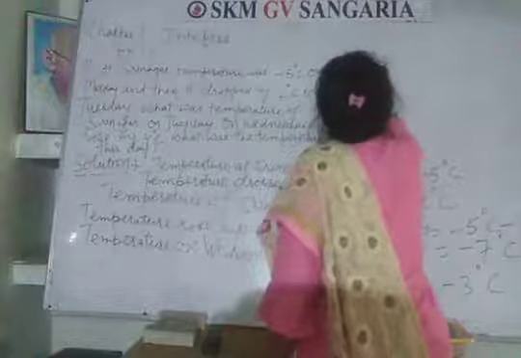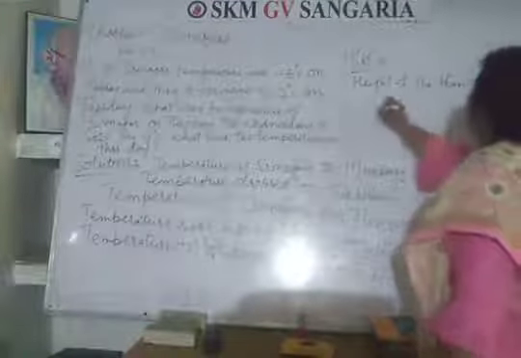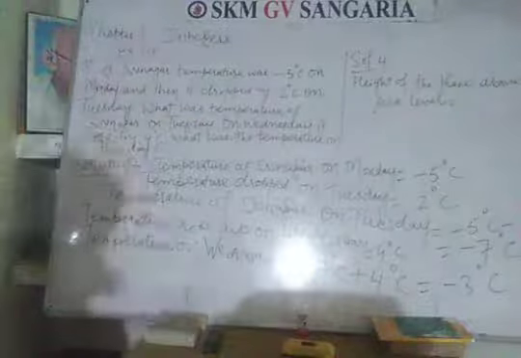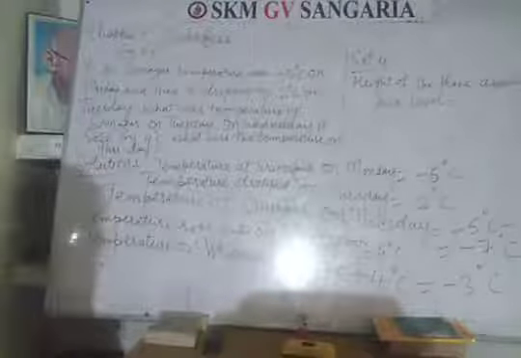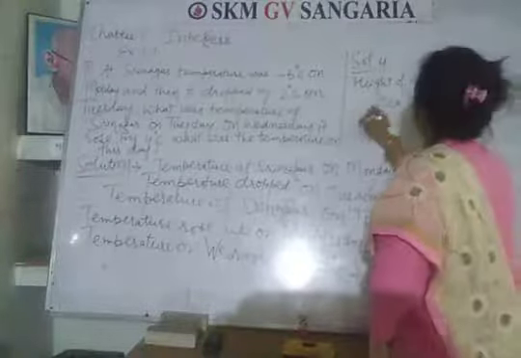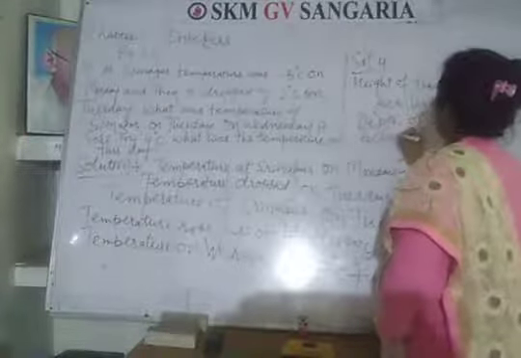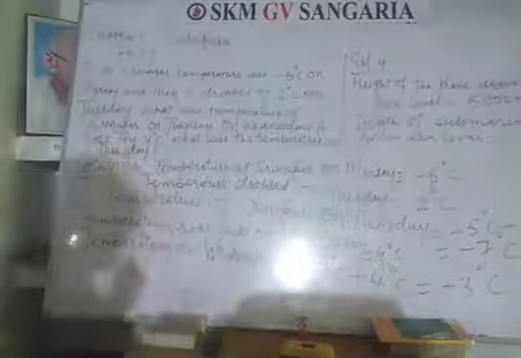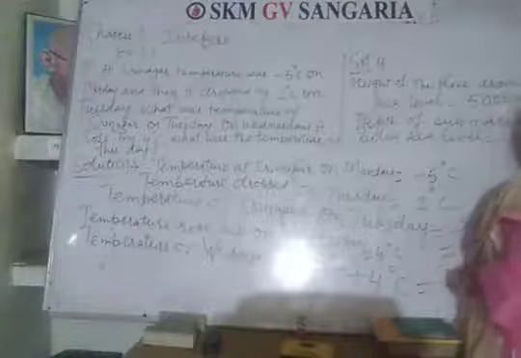Solution 4. Height of the plane above sea level. How much is it? Please read from your book also. It is 5000 meters. And depth of the floating submarine below sea level, how much is it? It is 1200 meters.